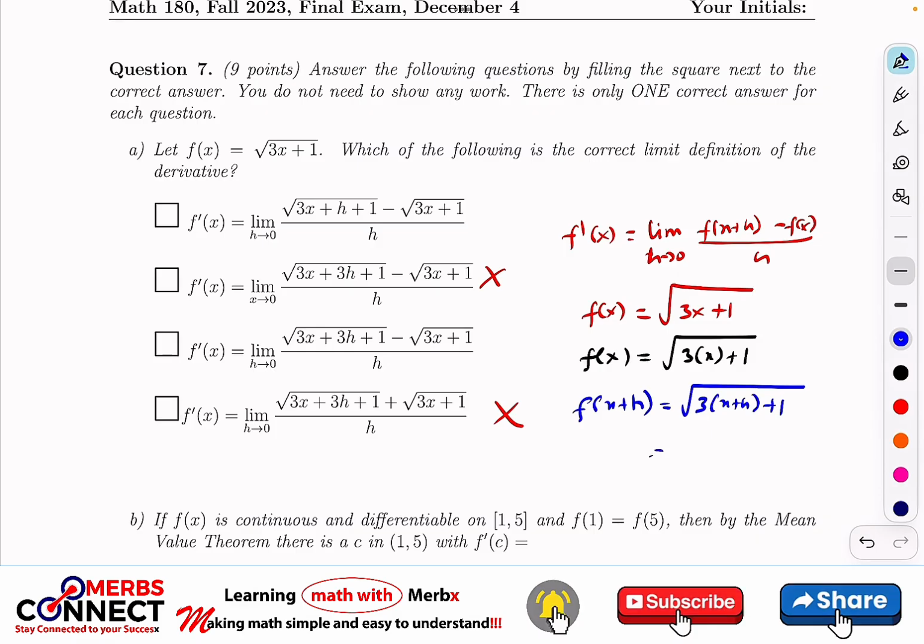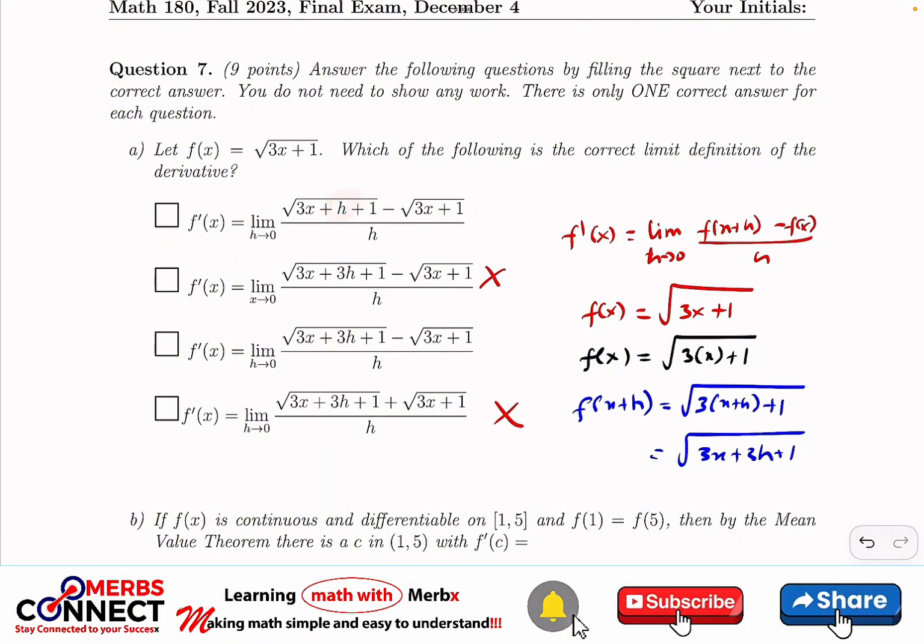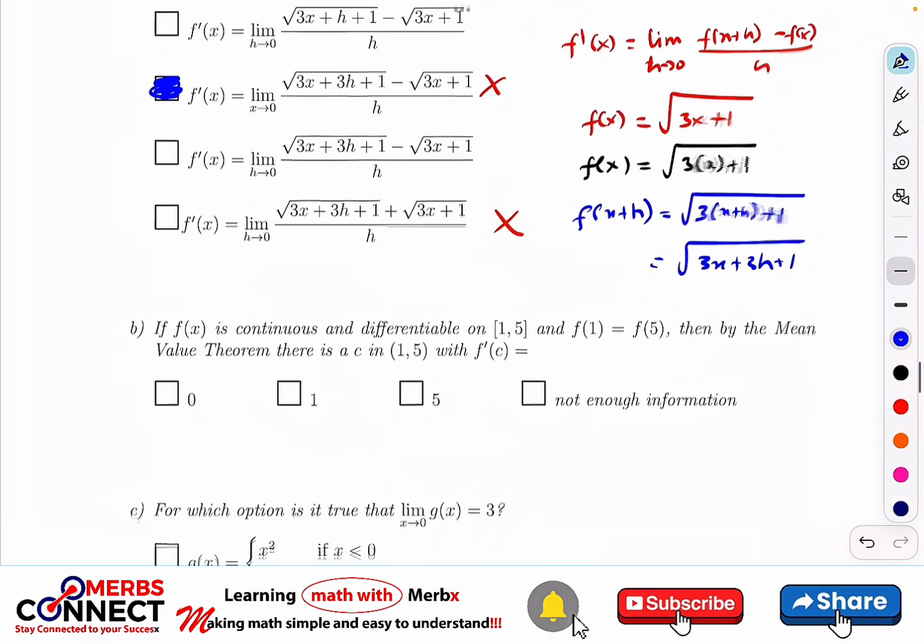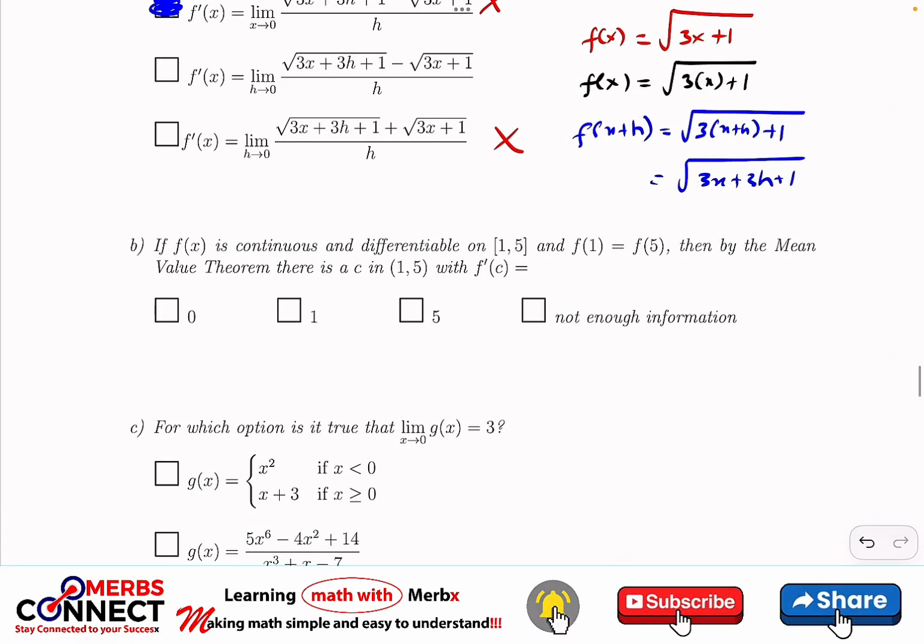And when I expand this, we are going to have 3x plus 3h plus 1. So we see that this one has no 3 to it. So it's this. So our answer here is going to be this one. Nice. So that will be that. Now let's look at this.